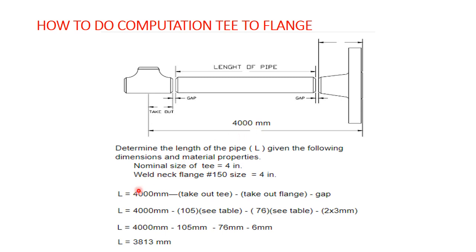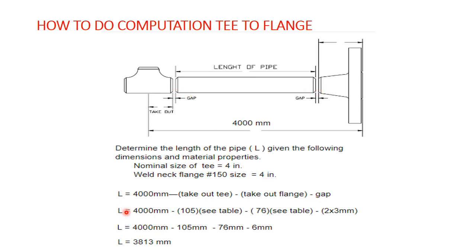Now let's check. Length of the pipe equal to 4000 millimeter minus take out of tee. You know how to calculate the take out of tee? We will see the table. I have uploaded the table. Minus take out of flange, also we will see the table for weld neck flange, minus gap. We have a gap here and we have a gap here.